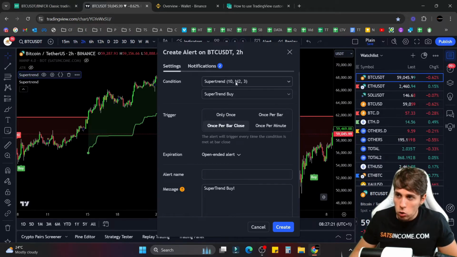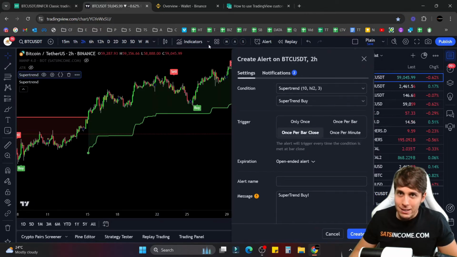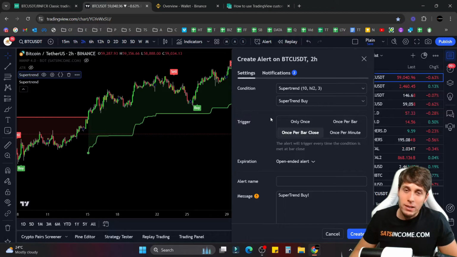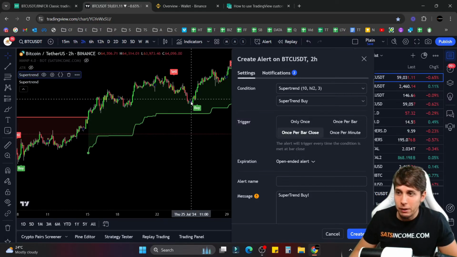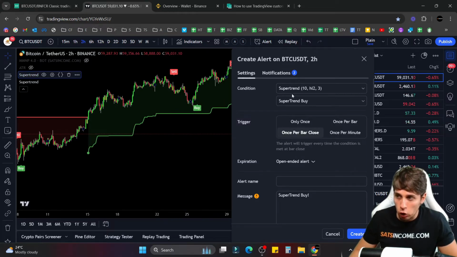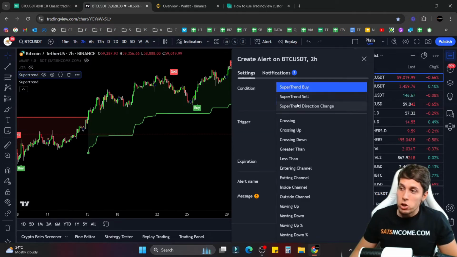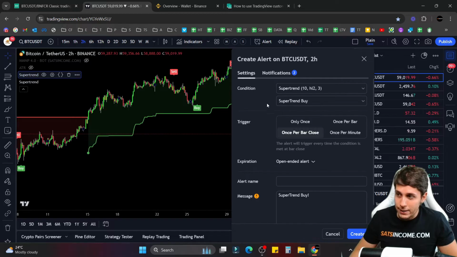Once per bar close, super trend buy. We are setting up a bot for long trading, right? You guys already know this. Of course, I'm gonna show you how to set up a bot for short trading, but for now we are setting up a bot for long trading. That's why here it should be super trend buy, right? When we do the short bot, we're gonna do super trend sell.